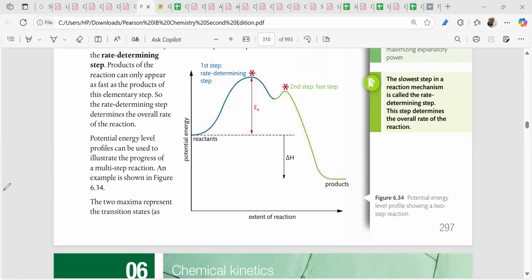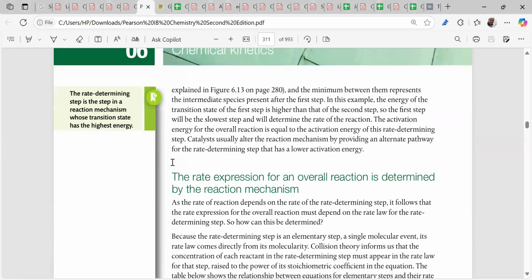And always remember that the slowest step will be the rate determining step, RDS. Why? Because the reaction becomes slowest here. So you have to concentrate on improving the first step, because the second step is the fast step. It zooms past, right? The first step is the rate determining step. You have to understand that the slowest step is the rate determining step.